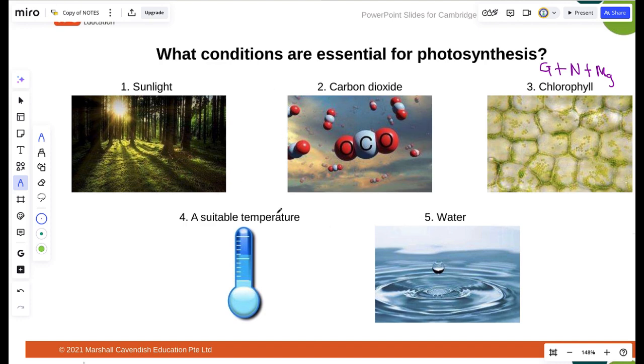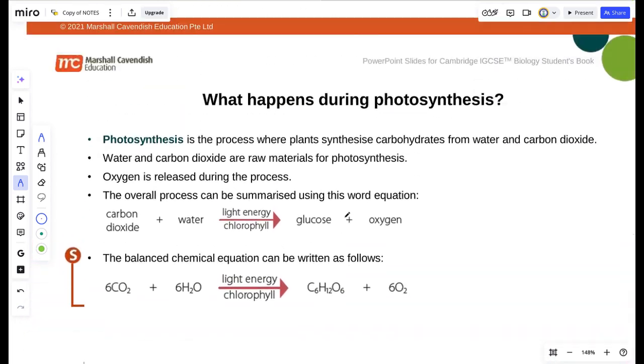In case in the exam they ask you to give the requirements or the ingredients of photosynthesis, there are five of them: the sunlight, the carbon dioxide, the chlorophyll, the suitable temperature, and water. The plant needs to absorb water and the water needs to be transported through the xylem cells to the palisade layer of the leaf in order for photosynthesis to take place. Now let's go to the next one.